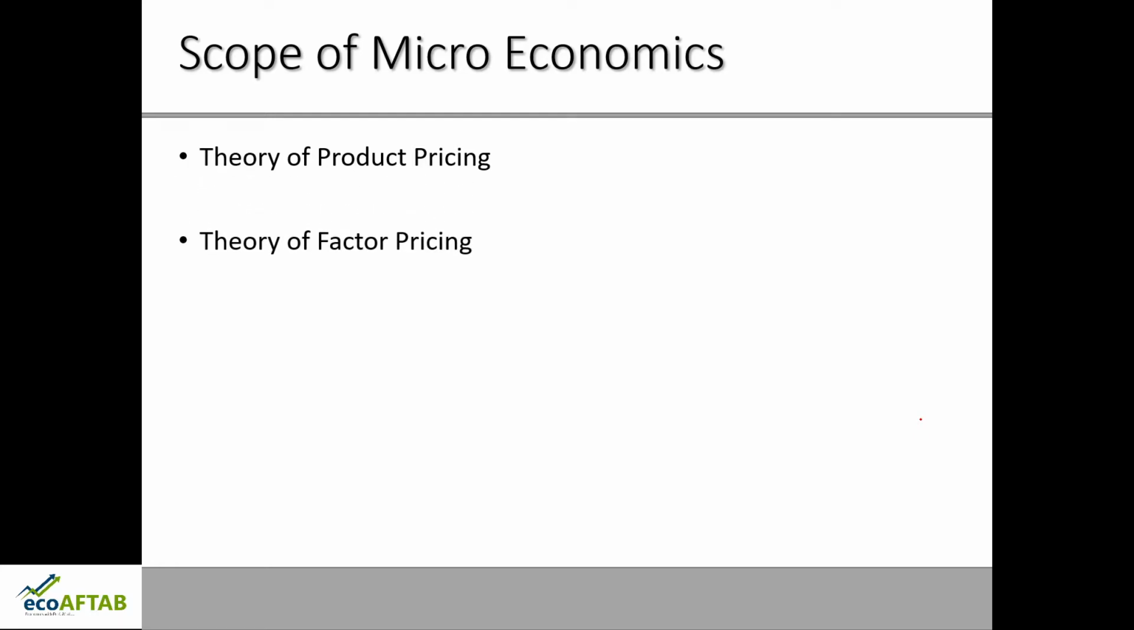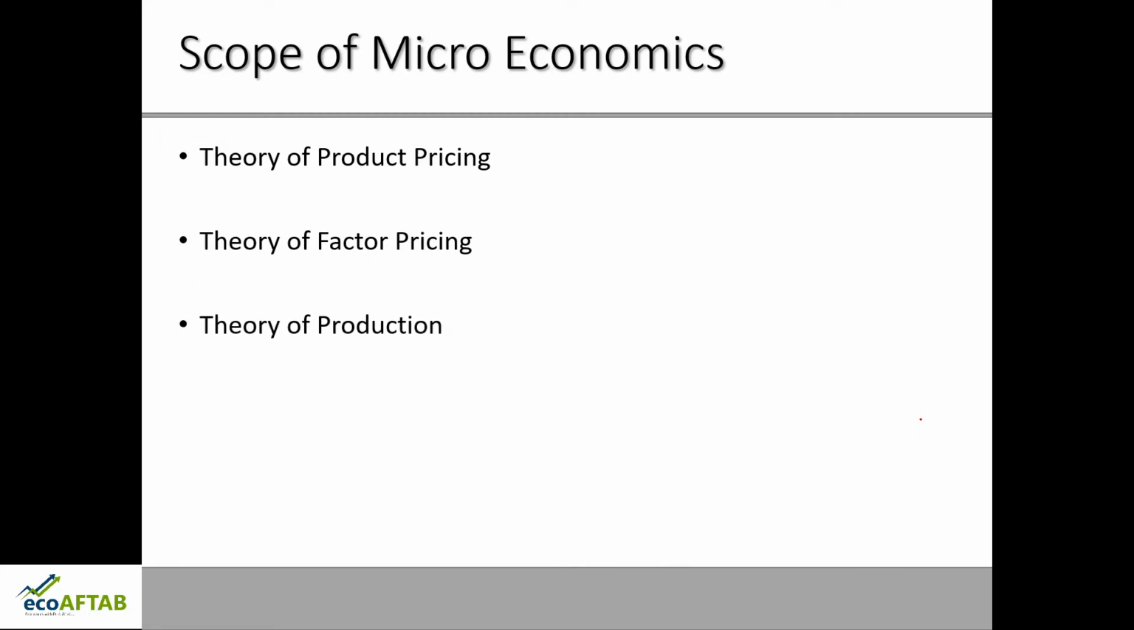Then comes the theory of factor pricing. This is nothing but the theory of distribution. So in microeconomics, we also deal with how the rent of land is decided, on what basis the wages of labor are decided, and how we decide what should be the interest on capital. So all these things come under the purview of microeconomics. If the first thing is product pricing, the next is factor pricing.